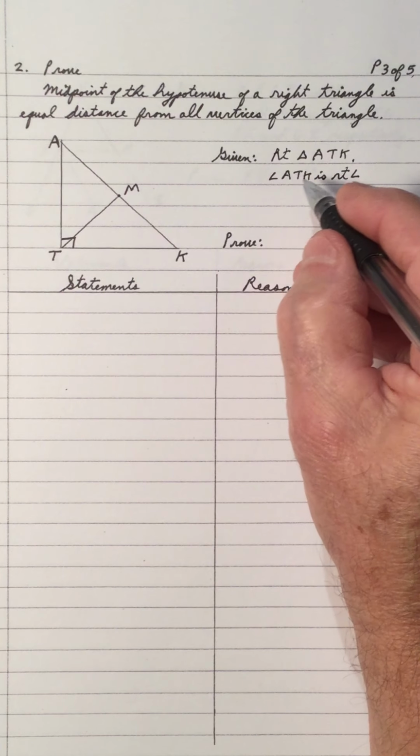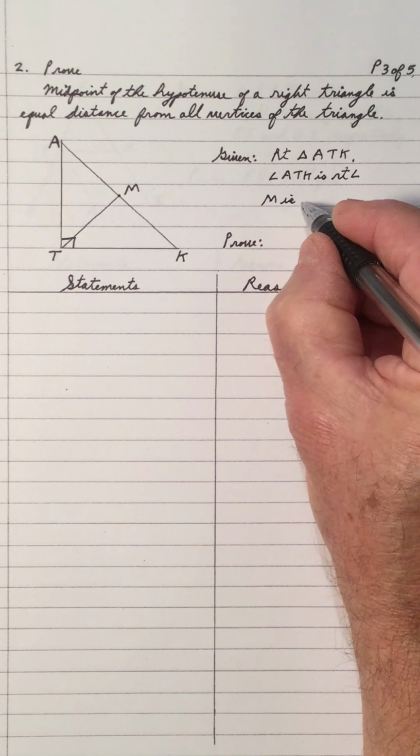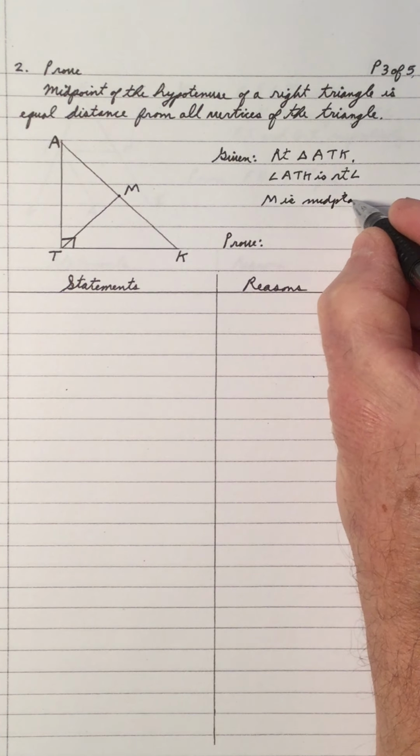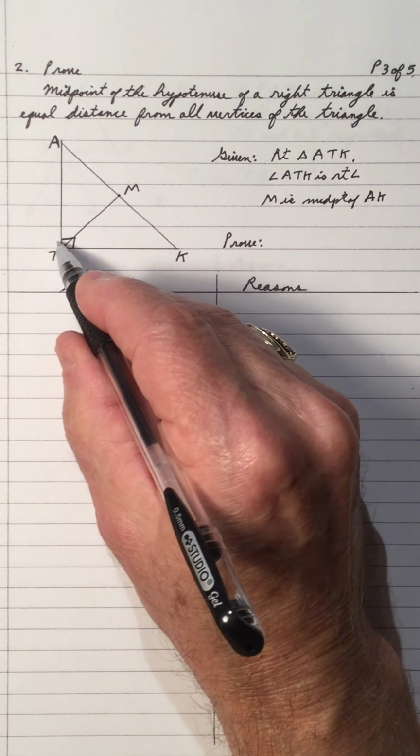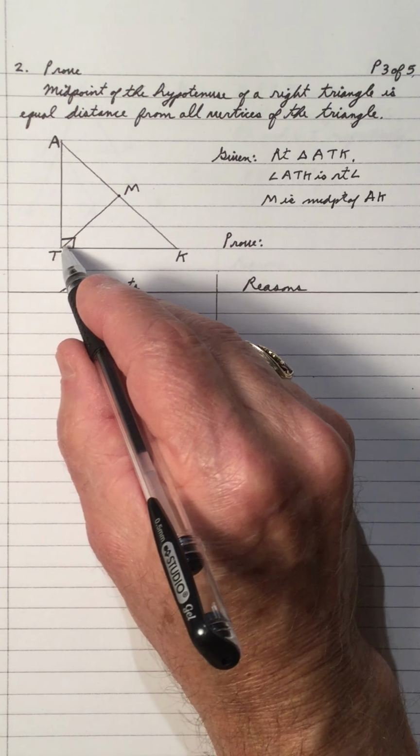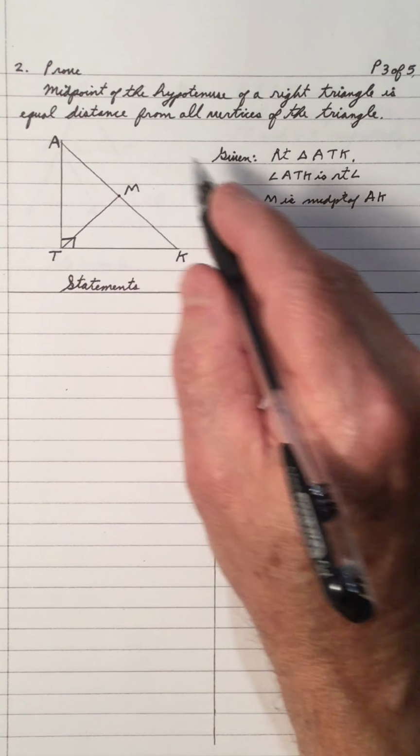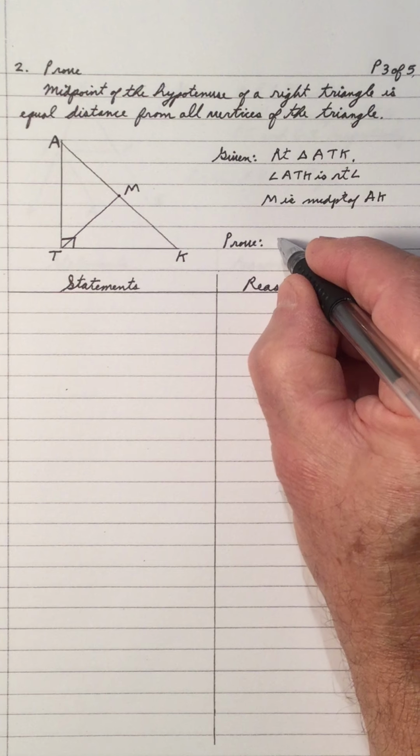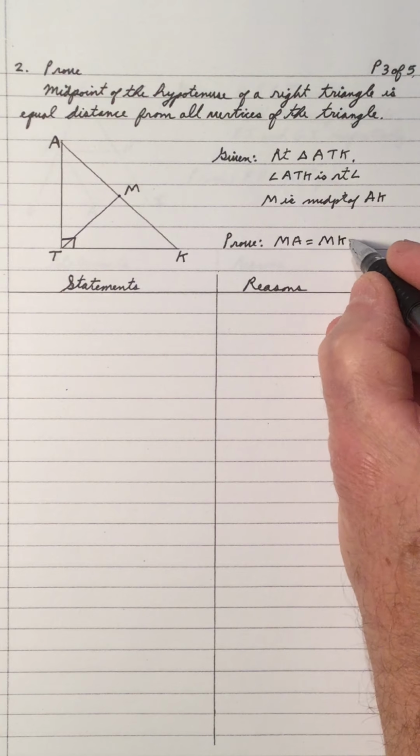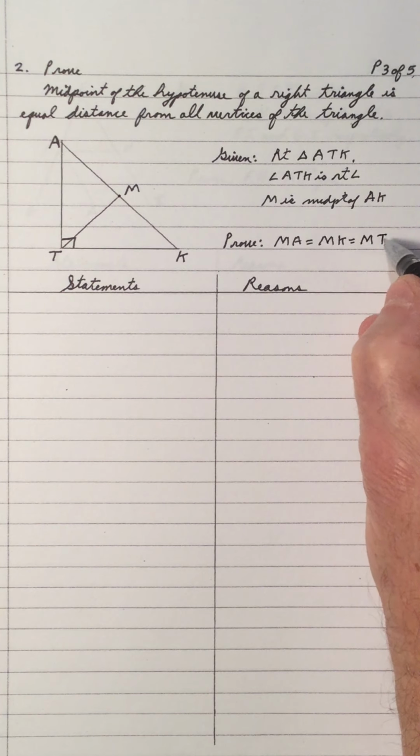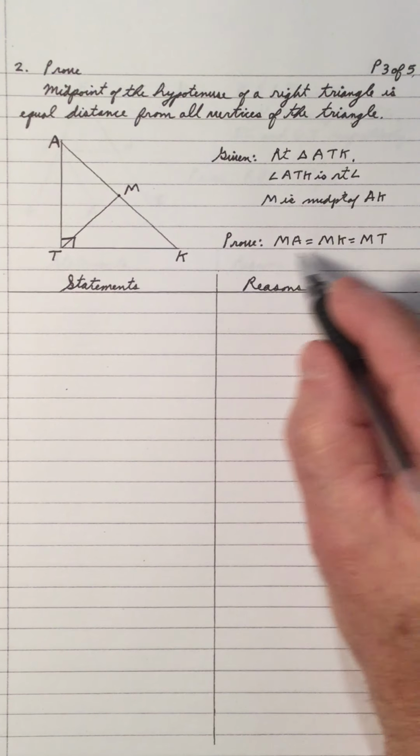and the midpoint of the hypotenuse. So that means that M is the midpoint of AK. And since this is the right angle at T, AK is the hypotenuse. So M is the midpoint of AK, which is the hypotenuse. So we're going to prove that MA equals MK equals MT. So M is equal distance from A, K, and T. So we're going to prove all these equal.